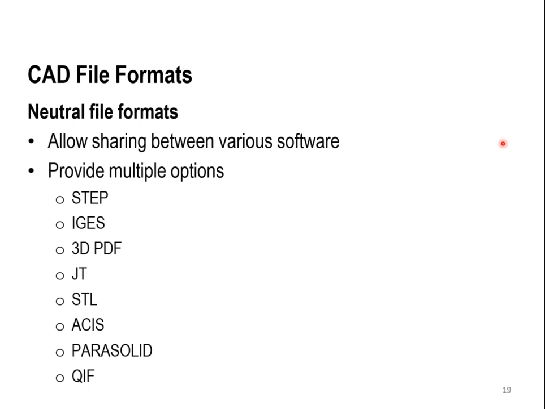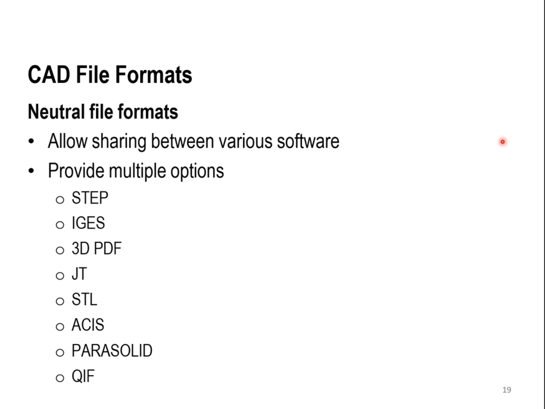If you do it with SolidWorks, you can open it with AutoCAD, or you can open it with CATIA, and vice versa. While if you save it as a SolidWorks part, it's only going to work with the SolidWorks software. And that's why it's not considered a neutral file format.